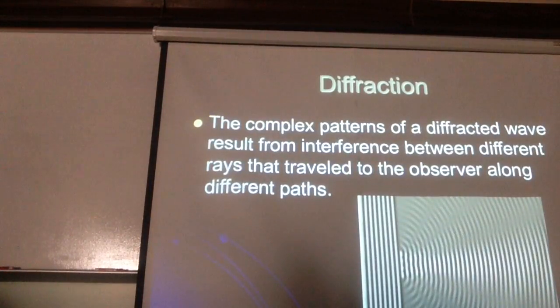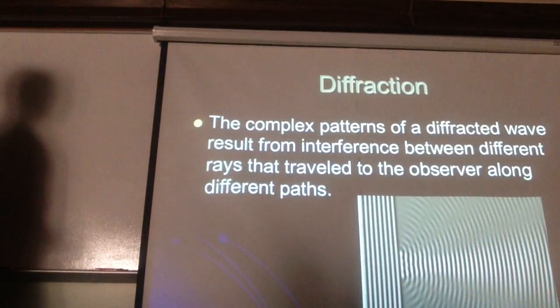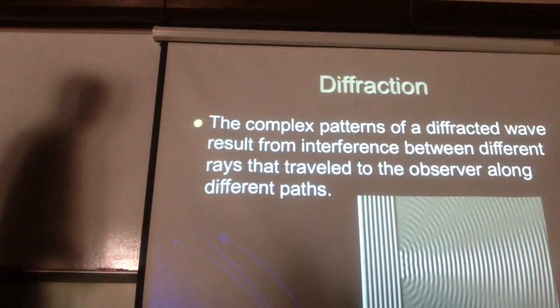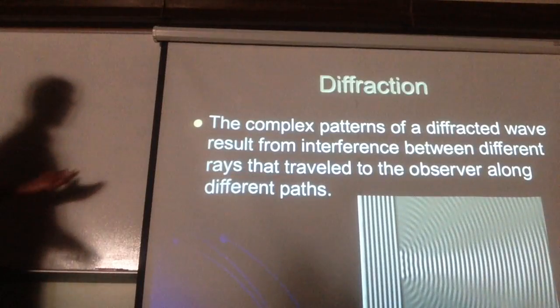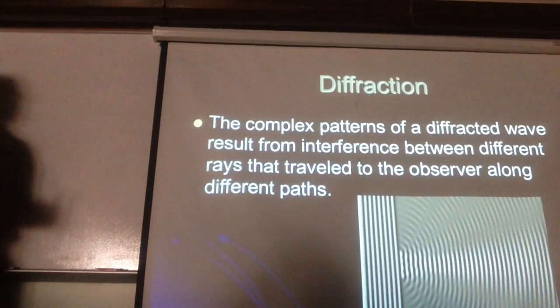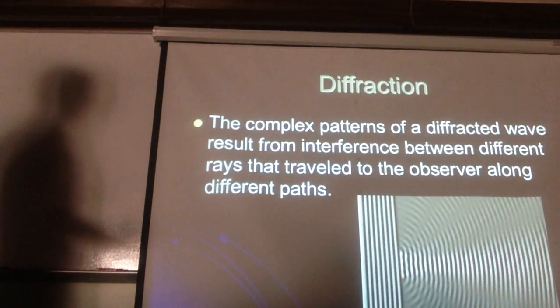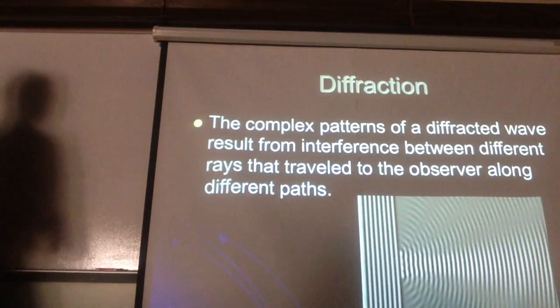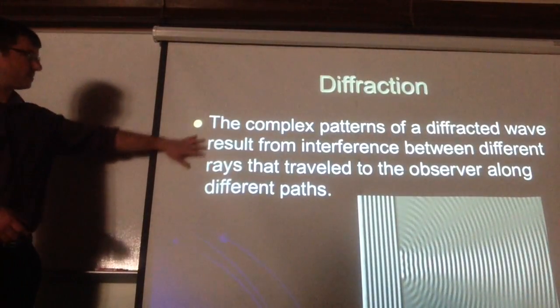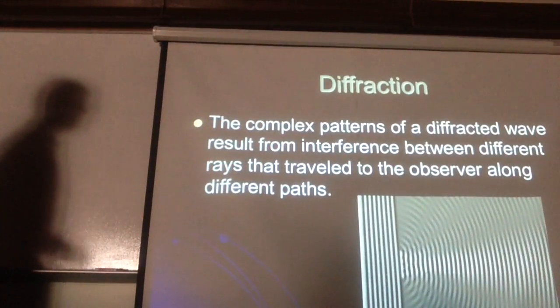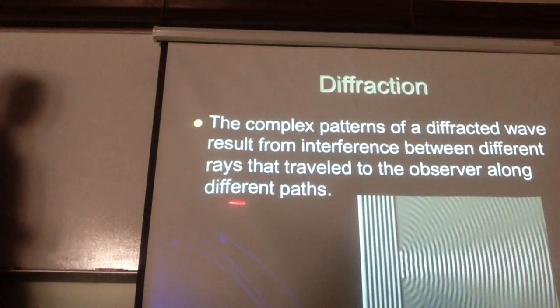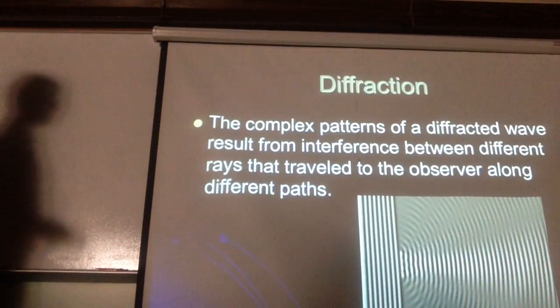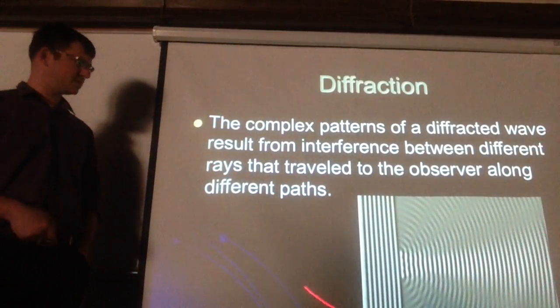So, what does diffraction have to do with this? Well, diffraction patterns are unique to each individual mineral. They're very complex, but because they're unique for each mineral, they give off a particular signature which is recognizable. The complex patterns of a diffracted wave result from the interference between different rays that travel to the observer along different paths, which is what we can see going on here.